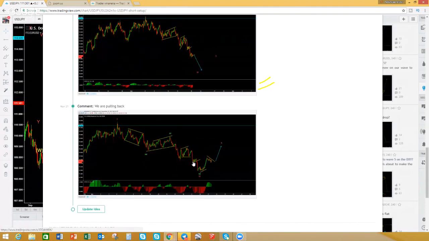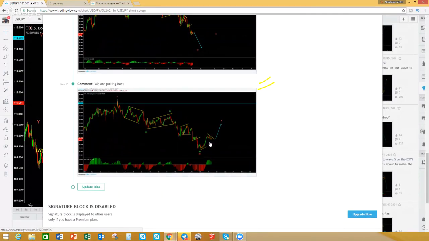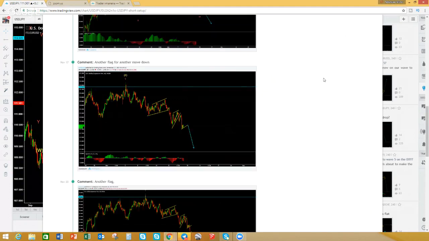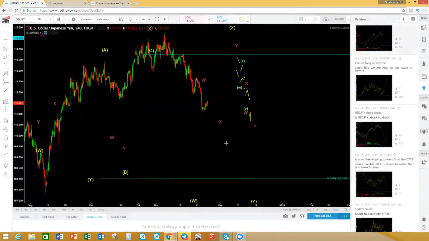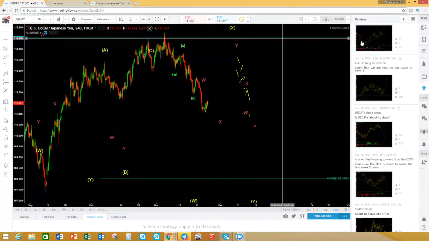correction. Okay, so now here I said we're going to get a pullback, which did not happen here. So what happened here with this pullback? It corrected deeper. It corrected deeper before it broke to the upside. Okay, so we anticipate all these moves now. So you'll see that US dollar JPY has corrected to the upside. Right, so we are now getting this move here. This is the deep move that I'm anticipating.